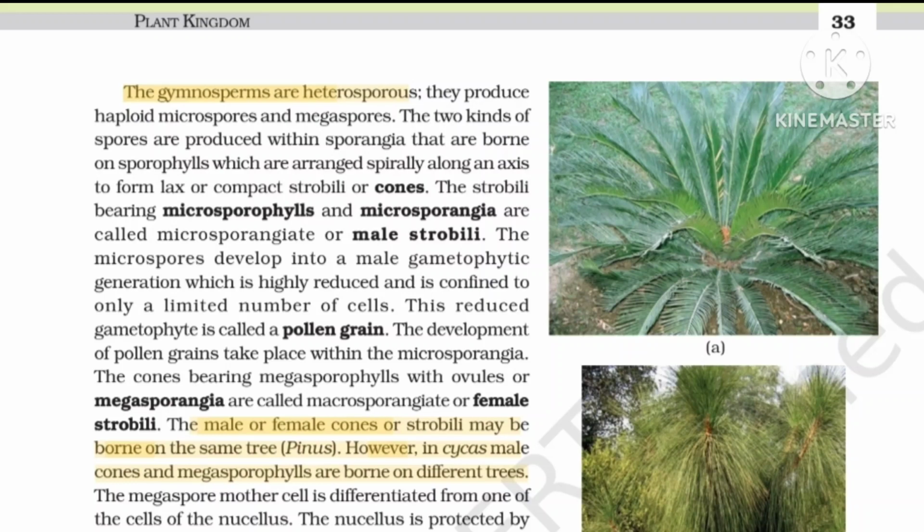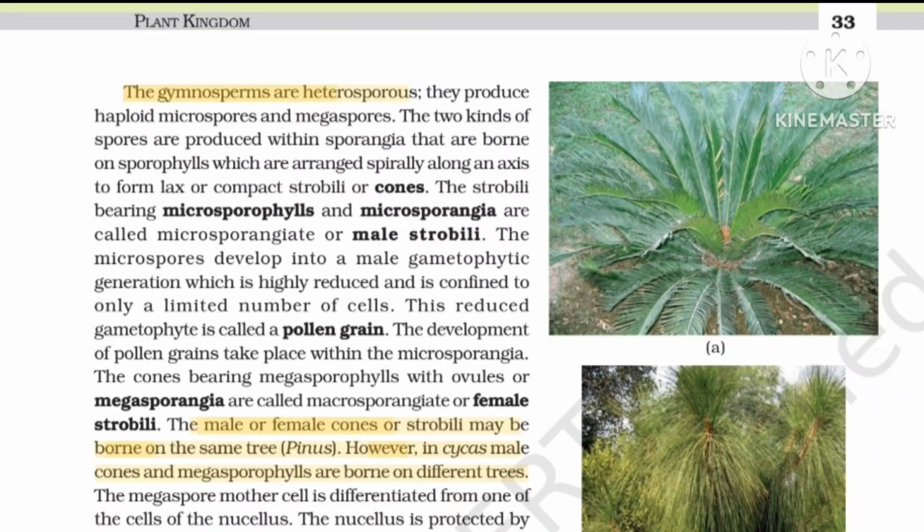The gymnosperms are heterosporous. They produce haploid microspores and megaspores, and the two kinds of spores are produced within sporangia that are borne on sporophylls, which are arranged spirally along an axis to form lax or compact strobili or cones. The strobili bearing microsporophylls and microsporangia are called microsporangiate or male strobili. The microspores develop into a male gametophytic generation, which is highly reduced and is confined to only a limited number of cells. The reduced gametophyte is called a pollen grain. The development of pollen grains takes place within the microsporangia.